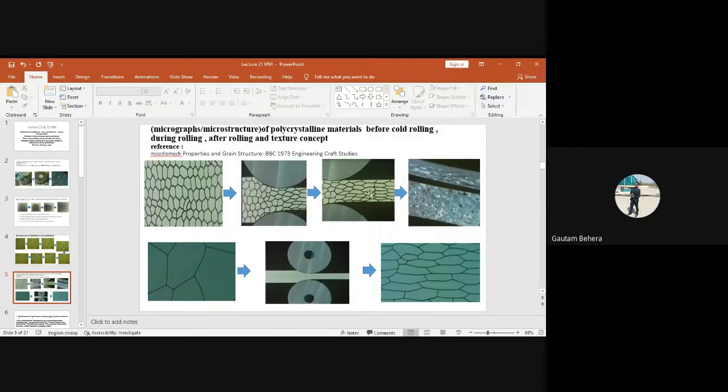This is just an animation image. But this is a real image. You can see the grain has been elongated in this direction, right? This is the initial grain having random orientation, but due to rolling, the grain has been elongated in this direction. You can see because the thickness has been reduced due to rolling.